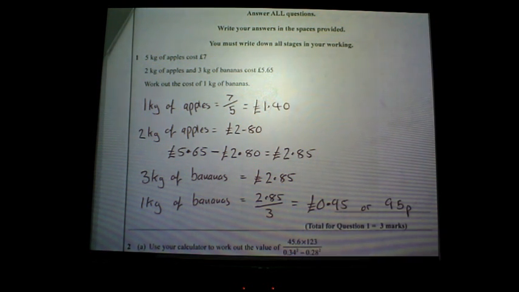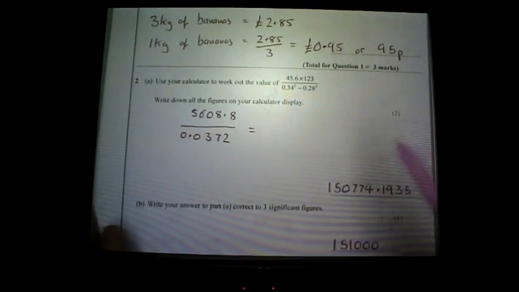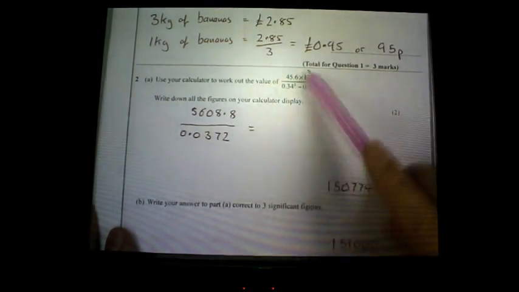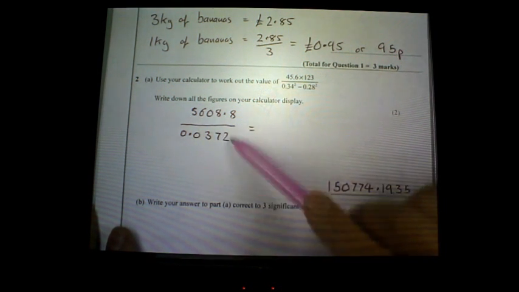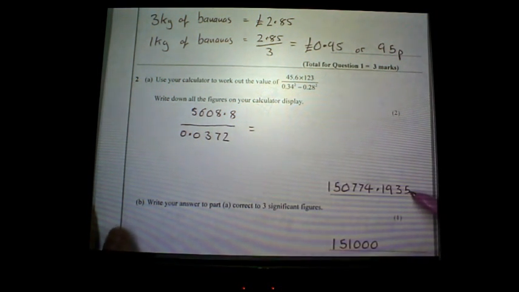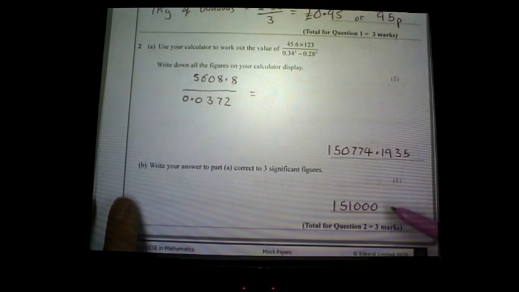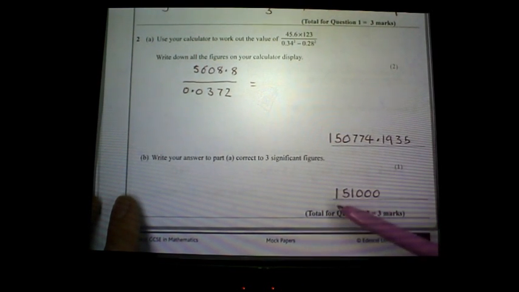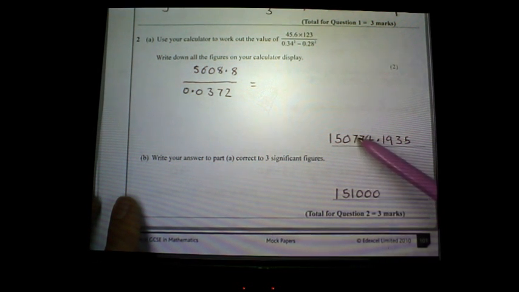The next one is showing using your calculator to work stuff out. Work the top one out, you get that. Work the bottom one out, you get that. Whack that in your calculator, you get that. Write down all the numbers. Write down your answer to 3 significant figures. That means 3 main numbers, not including naught. So 151, because that's 7, rounds it up, and put your 3 noughts in, and that's it for your marks.